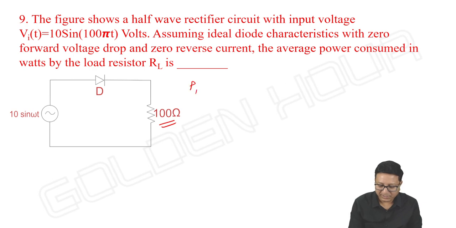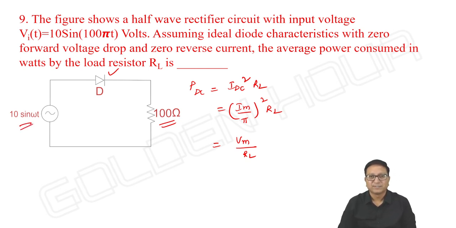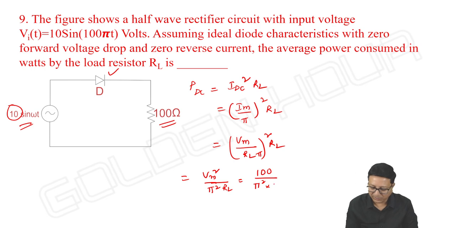If you take PDC equal to IDC square into RL, IDC is equal to Im by pi, whole square into RL. What is Im? I can write it as Vm by RL, because it is an ideal diode and there is no internal coil resistance. So it is Vm square by pi square into RL. What is Vm? It is 10. So 100 by pi square, approximately 100 into RL is 100, it is 0.1 watt. This is the average power.